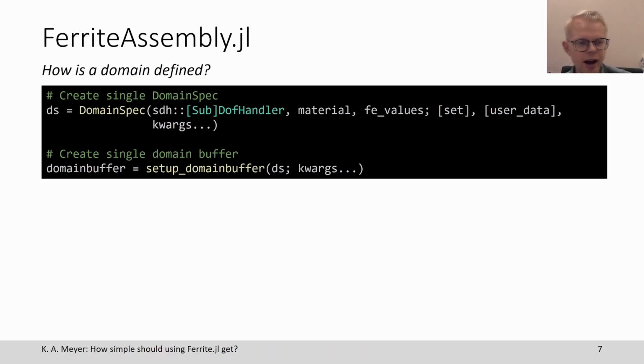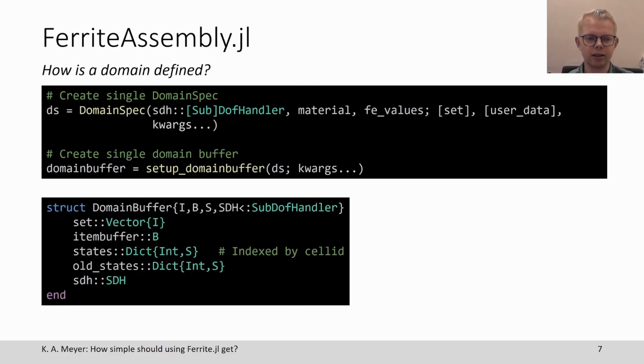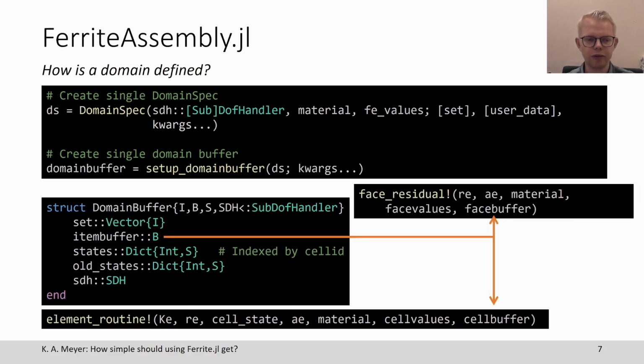Another thing is then you'll set up, using this domain spec, your buffer that contains all the values. And this buffer basically contains a lot of information. One of them that I just quickly highlight is the so-called item buffer, which, depending on the domain you have, will be, for example, a face buffer or a cell buffer, containing a lot of additional information that allows you to customize your subroutines, the element routine, face routine, etc.